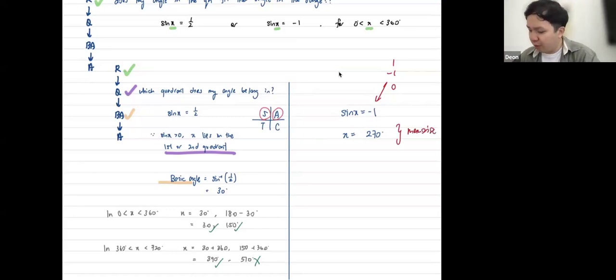If you don't want to memorize, we could have used the calculator. Sine inverse of -1 is -90. But -90 doesn't fall within the range, so we put it as -90 plus 360 to get 270.